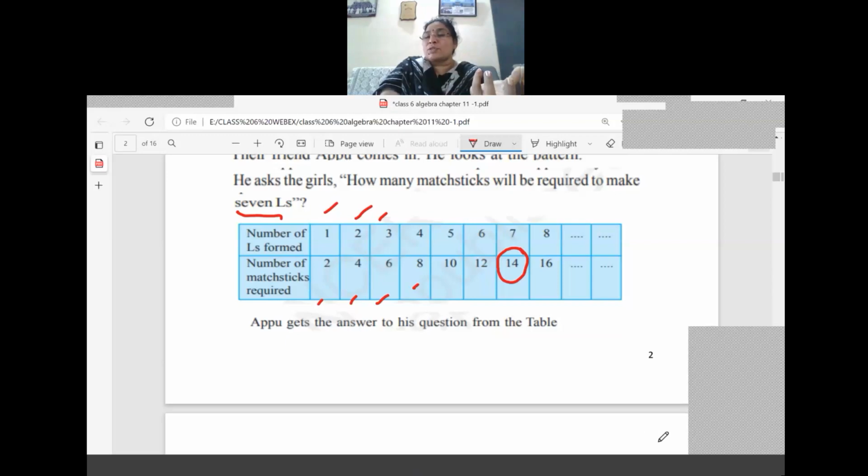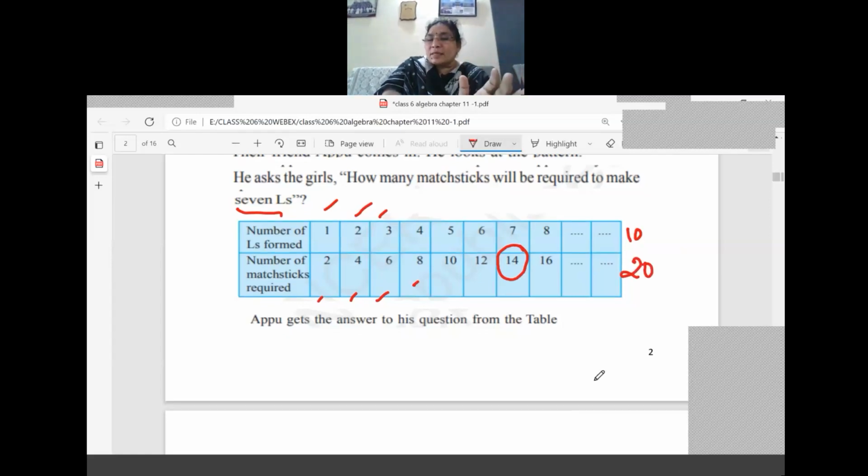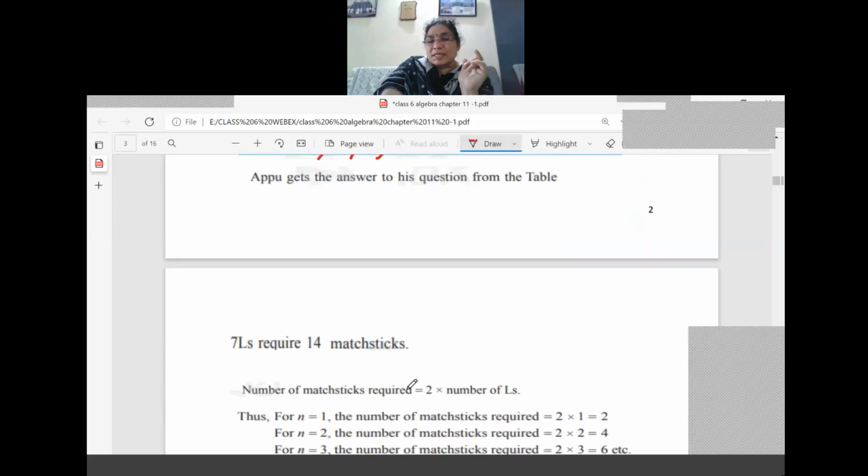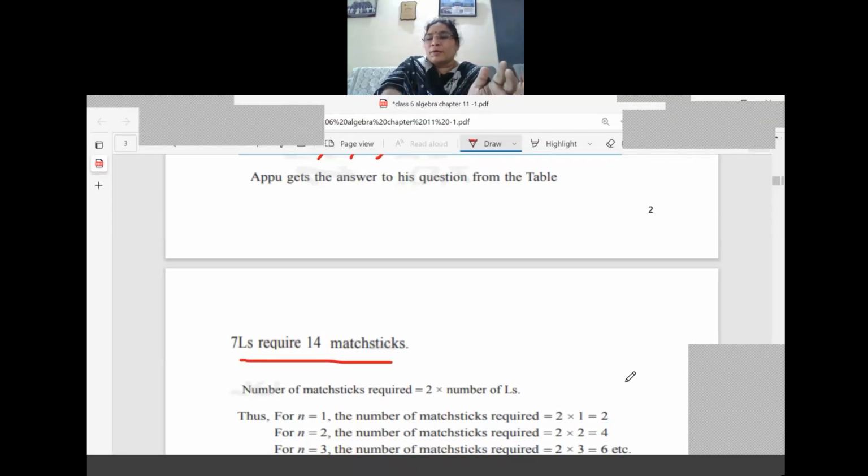Now my question is, suppose I used 10 L's, then how many matchsticks will be used there? 10 into 2, you know that it is equal to 20. Right? So Appu got the answer by using this step. And what answer did he get? His question is for 7 L's, how many matchsticks are required? So 14. After observing this, you came to know that a pattern is forming there.